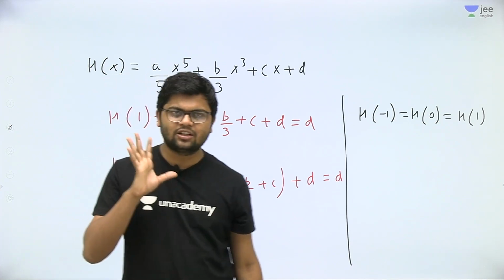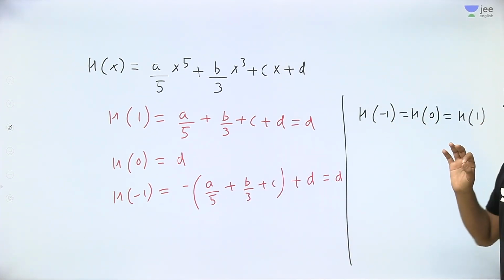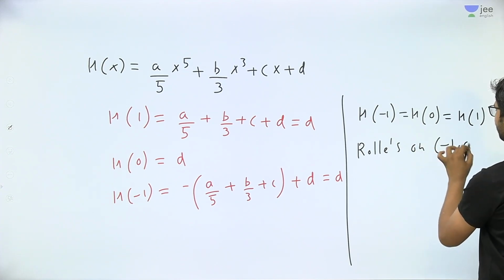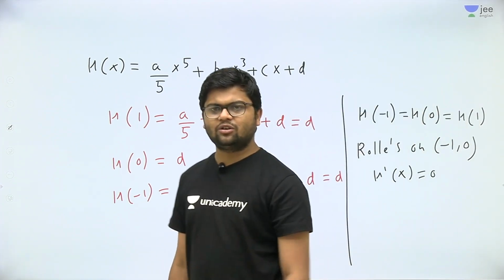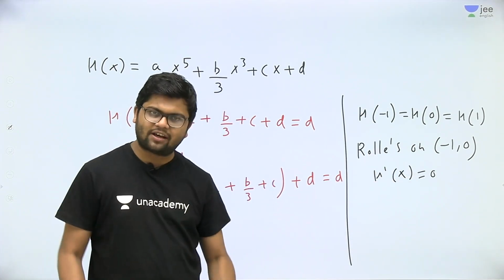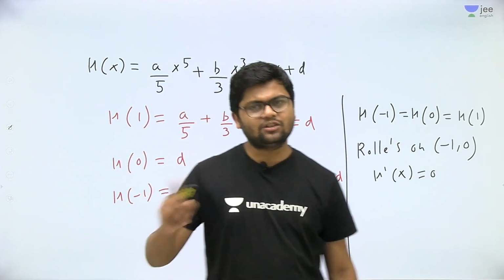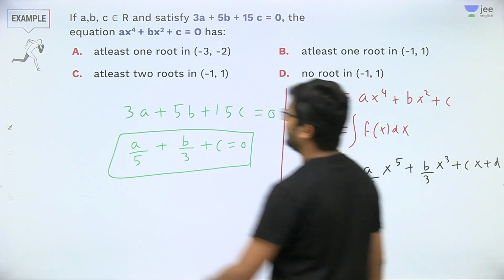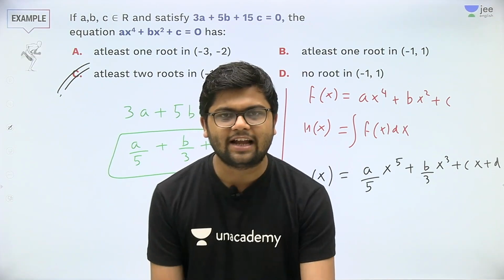Now since h(x) is a polynomial function, it is continuous and differentiable in R, and I have concluded that h(-1) is equal to h(0). Now apply Rolle's theorem on the interval -1 to 0. You can easily say that h'(x) will be equal to 0 at least once in this interval, because h(0) is equal to h(-1), and h'(x) is f(x). Therefore, f(x) will have a root from -1 to 0. Now again apply Rolle's theorem on the interval 0 to 1. From that also we conclude that h'(x) will be 0 from 0 to 1. So h'(x) is f(x). Therefore, f(x) will have at least 2 roots in -1 to 1, because it has 1 root in -1 to 0 and 1 root in 0 to 1.